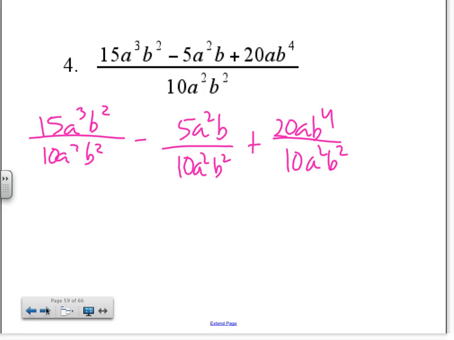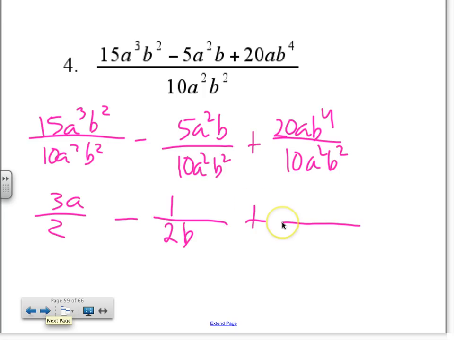15 over 10? Divide by 5. So that means the top now becomes 3 and the bottom is 2. A cubed over a squared, a goes on top. And of course b squared cancels. We're done with b. Move on to the next thing. 5 over 10, divide by 5. This is 1 on top, 2 on bottom. A squared cancels, right? And the b goes on the bottom. Go on. Next one, 20 over 10.